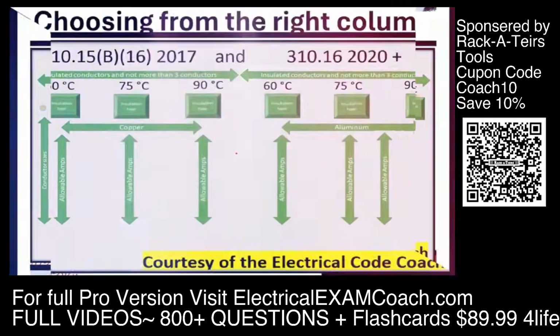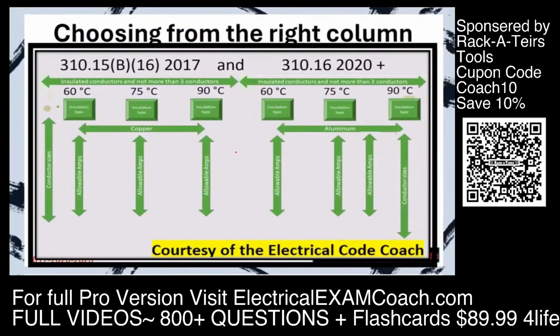Now let's talk about choosing from the right column. And this is the last step before we're actually able to start doing questions. Up until this point, we've always chosen, most of the time, from the 75-degree C column. Now, there'll be times that we choose from the 60, and this is where we start choosing from the 90. 99% of the time, you're going to choose from the 90 anytime that you're doing bundling adjustments or temperature corrections. We're going to choose from that 90-degree C column.